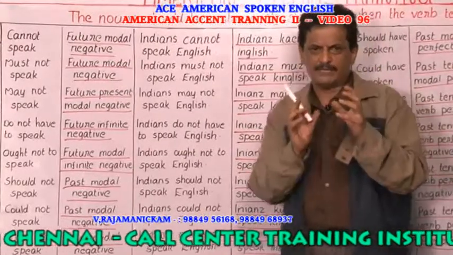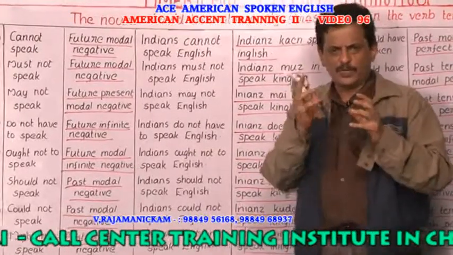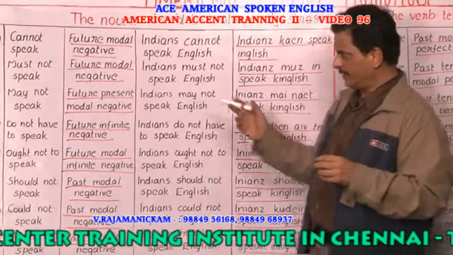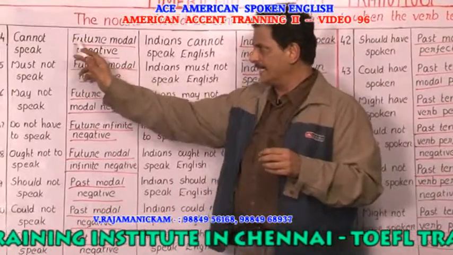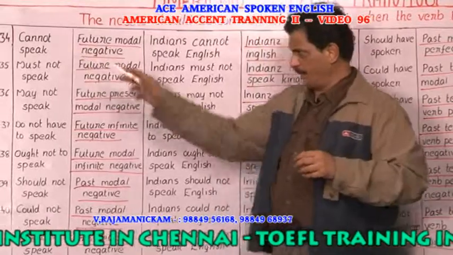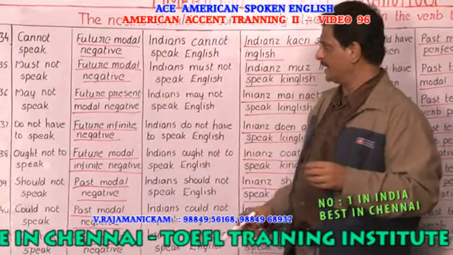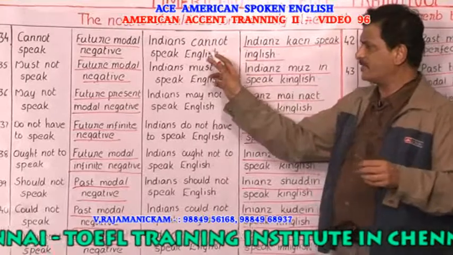So we are adding a verb. Indians speak English, spoke English, will speak English. Now we have come here to modal negative. Cannot speak. Future modal negative. Indians cannot speak English.